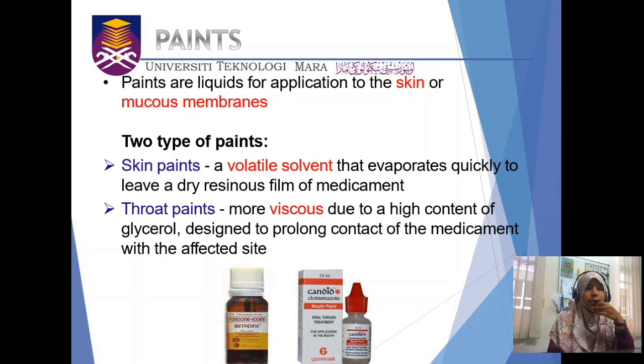The throat paints are more viscous due to a high content of glycerol, designed to prolong contact of the medicament with the affected site. So you can see over here, usually for oral thrush treatment, we use clotrimazole. So this is a mouth paint. And we also have betadine, an antiseptic. So this is usually used as a skin paint.